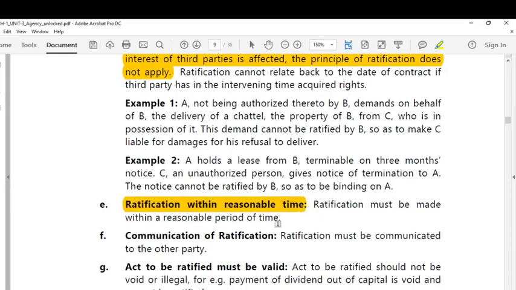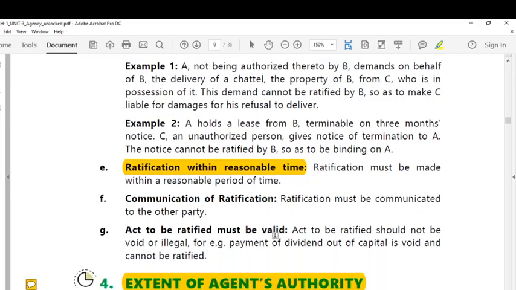And the fifth essential point of a ratification is that ratification must be made within a reasonable period of time. And the next one is communication of ratification. Ratification of a transaction at a later date by the principal must be communicated to the other party, and the act to be ratified must be valid. It should not be void or illegal. For example, a payment of dividend out of capital is void and cannot be ratified.